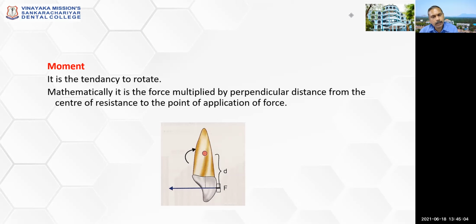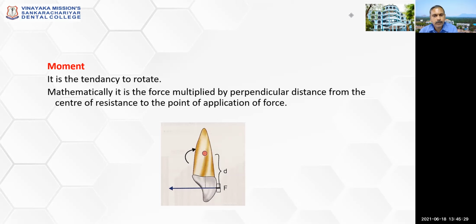The tooth is supposed to rotate and move. So what is the calculation for a moment? Capital M equals capital F multiplied by small d, where force is in grams and the distance is in millimeters. So your moment is in gram millimeters.